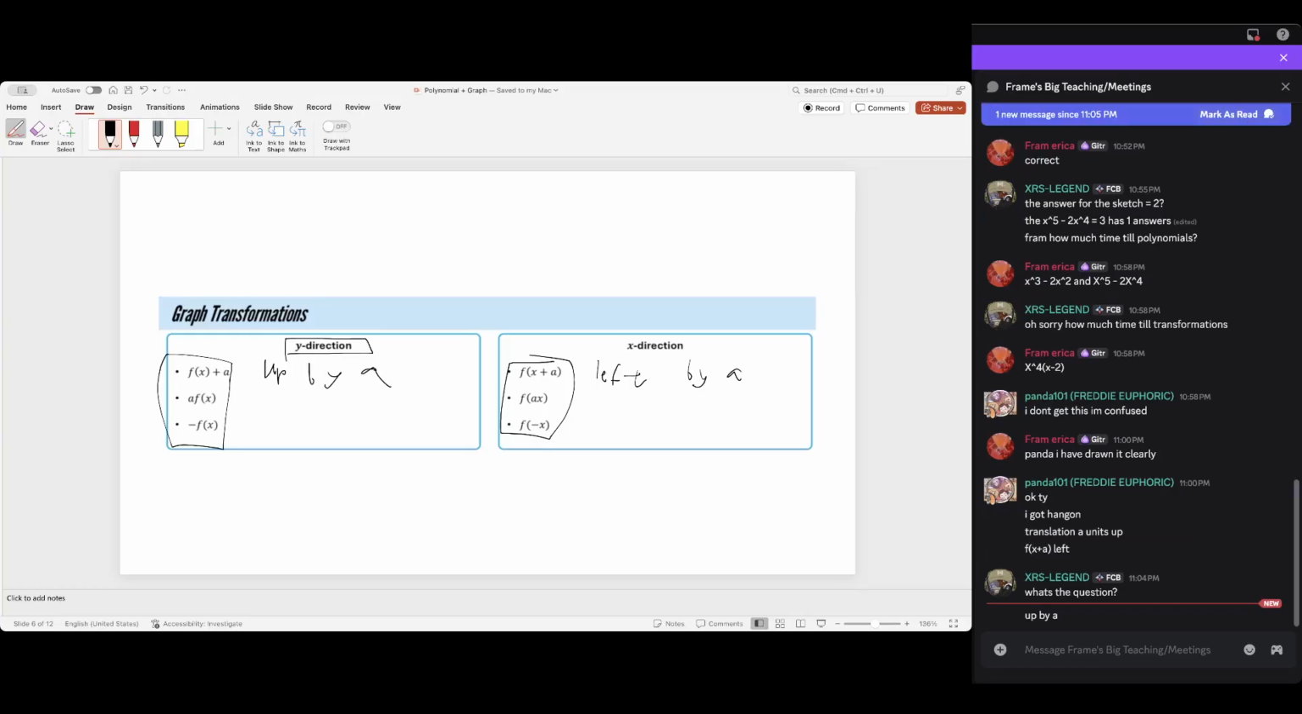Yeah, I think you should know this one. This is reflect in the x axis, and this one should be multiply by a, and this is a.